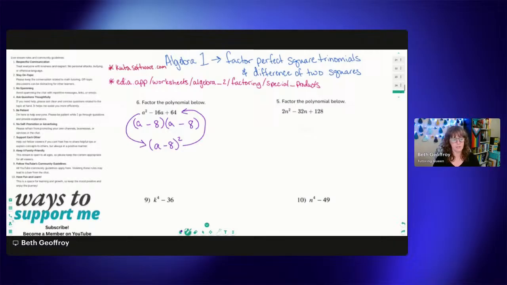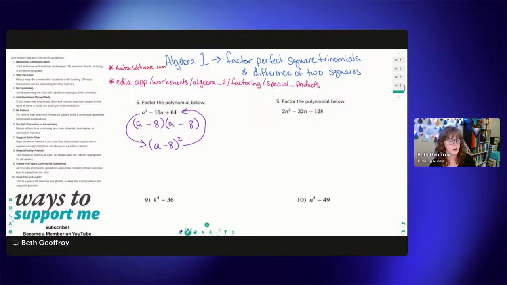So again, let's just take a look at this and see what we notice. 2n squared minus 32n plus 128. I don't see any perfect squares except for just the n itself, the n squared. But 2 is not a perfect square. 128 is not a perfect square. However, all of these terms are evenly divisible by 2. So we can factor out a 2 out of here.